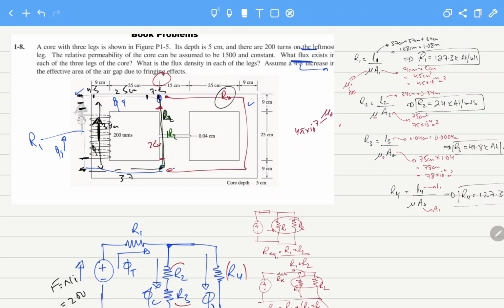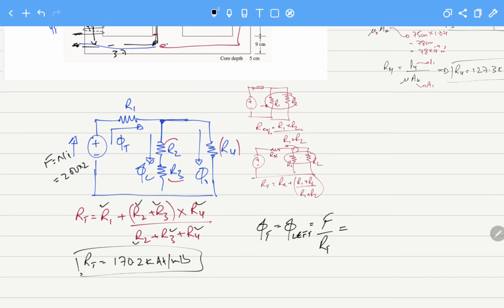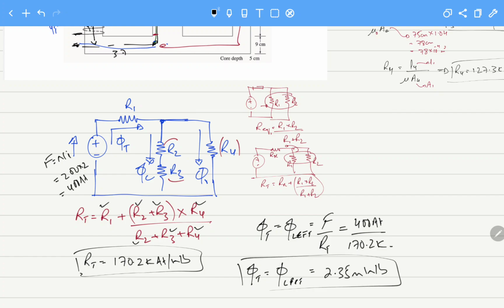Yes, here it is. They have shown it. Here it is, the current I, 2 amperes into 2. So we have 400 ampere turns. So we have 400 ampere turns divided by total reluctance, 170.2 kilo. So the total flux and the left side of the core will be then equal to 2.35 milliwebers.